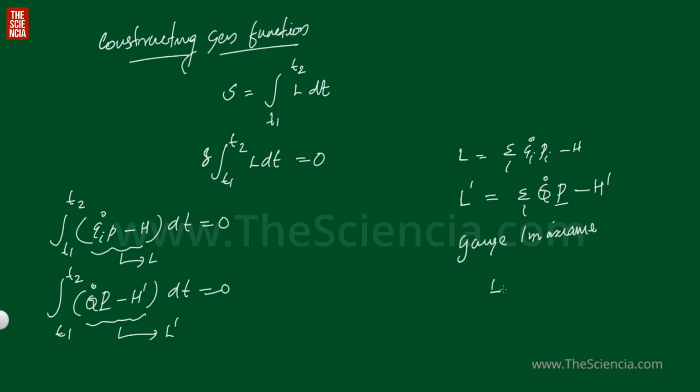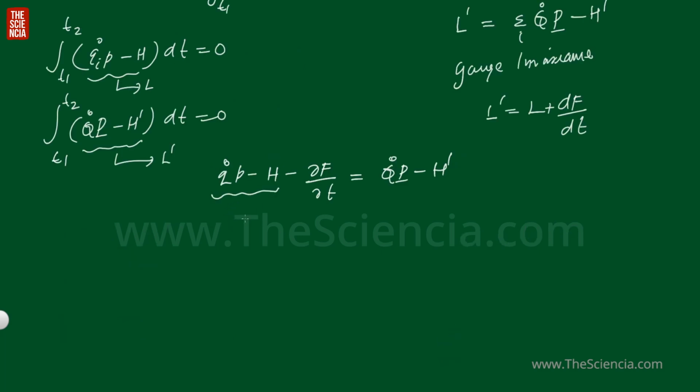That is, L prime is equal to L plus df by dt. So by using all this, I can rewrite this equation in another form, that is q dot p minus h minus dou f by dou t will be equal to q dot p minus h prime. Here you can see this is in the old set of coordinates and this is in the new set of coordinates, and these two are connected by a term, that is f. So I call this f the generating function.